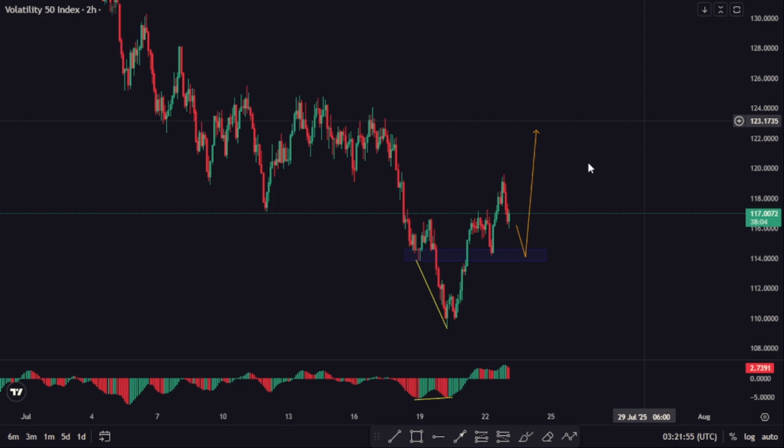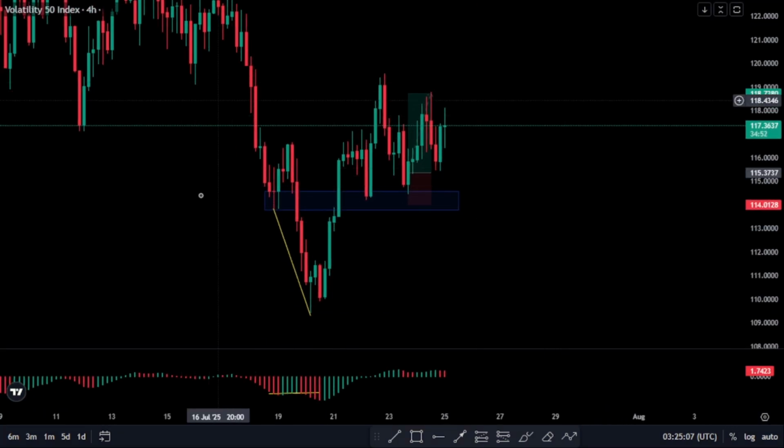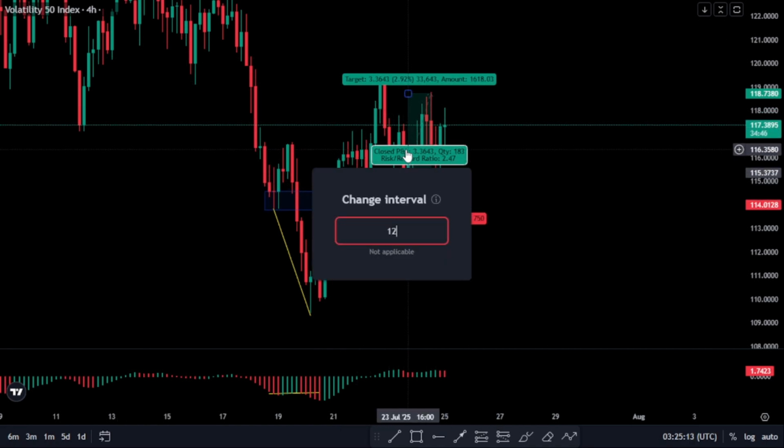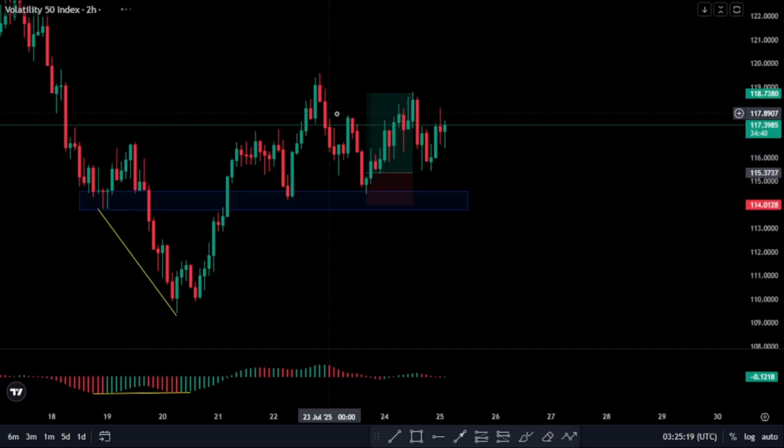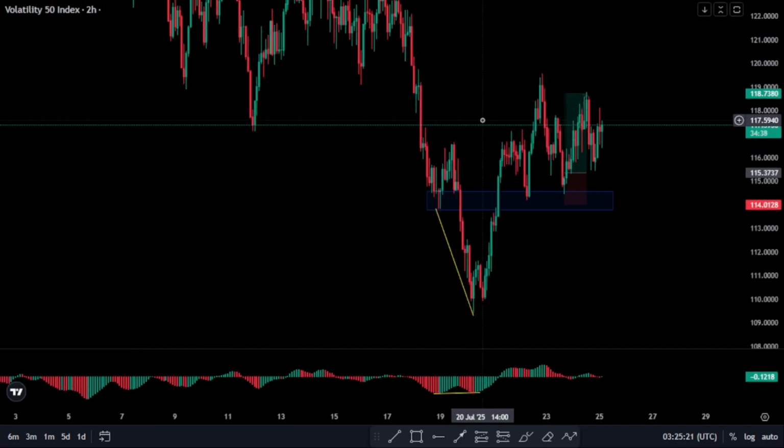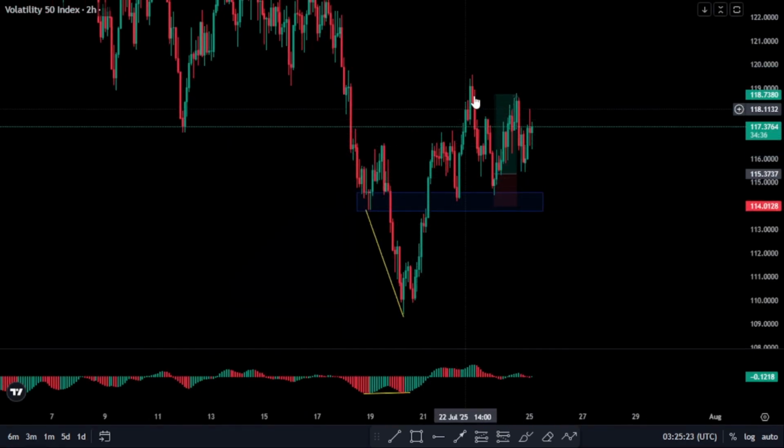So I shared this with my students, and I want to show you how it's actually playing out. So you can see volatility 50, how it's playing out. You can see it actually came all the way and tapped our zone. But let's look at it. I think the entry was on the 2 hour time frame or so. I think I'd given this setup on the 2 hour time frame. Yes, you can see clearly how it went all the way.